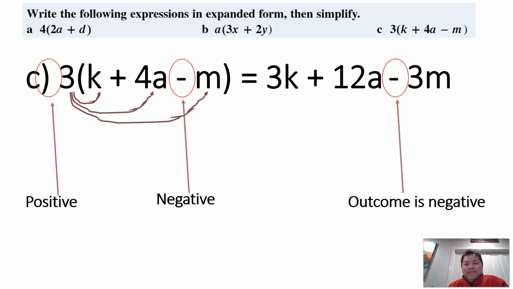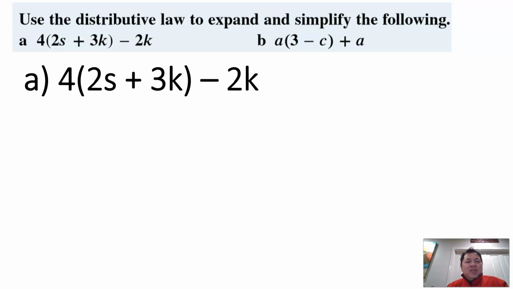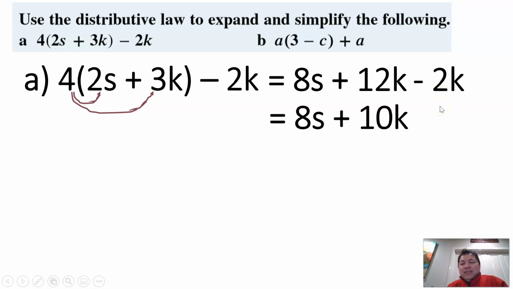All good? Okay. Let's move on to the next question. Same thing, expansion. So I expand this 4 times 2s, I get 8s. 4 times 3k, I get plus 12k minus 2k. You see, this 4 doesn't belong to here, so that's why it's just simply minus 2k. It's a standalone, and if you can see, these are like terms here, 12k minus 2k. So that's how I get 8s plus 10k as the answer.